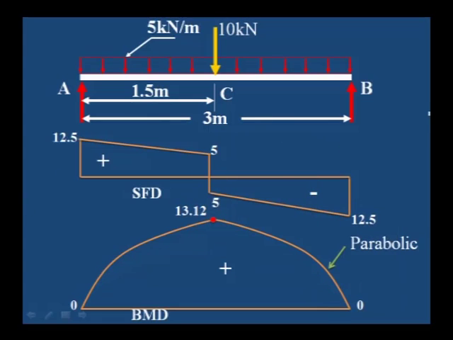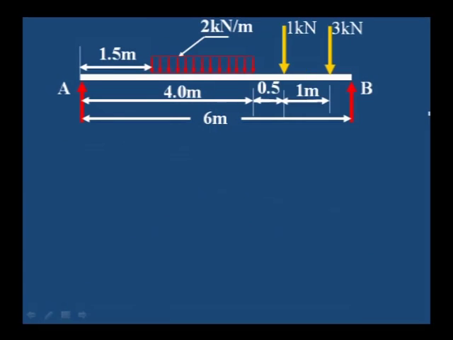This is the case in which it is a combination of uniformly distributed load and point load. Next one, let us take one more last example, which is a simply supported beam. Centrally, two point loads are acting, 1 kilonewton and 3 kilonewton, and one more uniformly distributed load is acting at a distance of 1.5 meter from the support A. And what is the length of this uniformly distributed load?